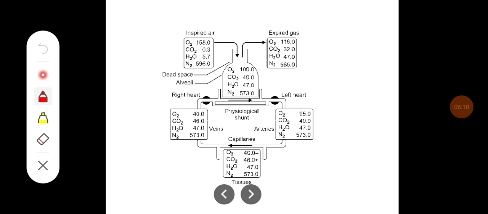So this is the partial pressure of different gases in inspired air and expired air. The oxygen partial pressure is 158. By the time it reaches the expired gas, its concentration reduces to 116 mm of Hg. The carbon dioxide levels drastically increase, whereas nitrogen partial pressure remains constant even in the alveoli. In the alveoli, partial pressure of oxygen is 100 and carbon dioxide is 40 mm of Hg.